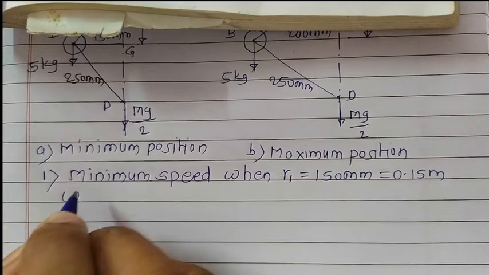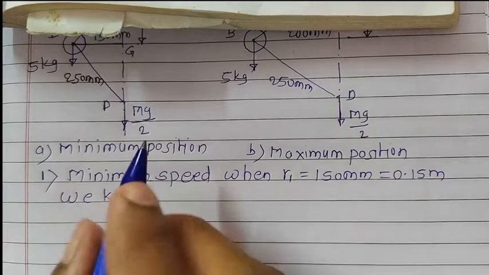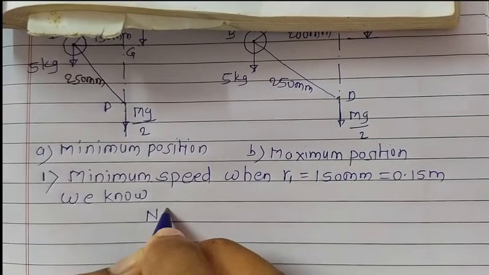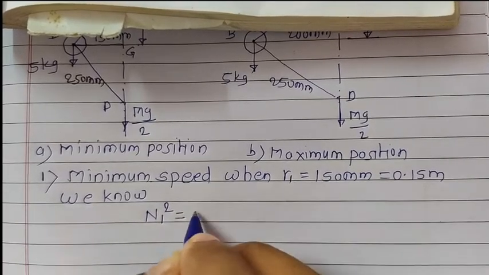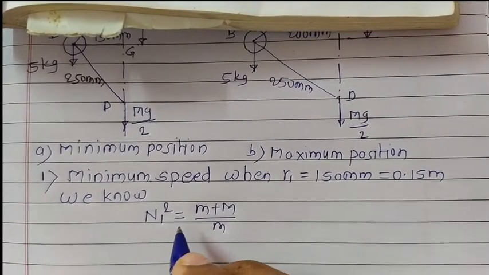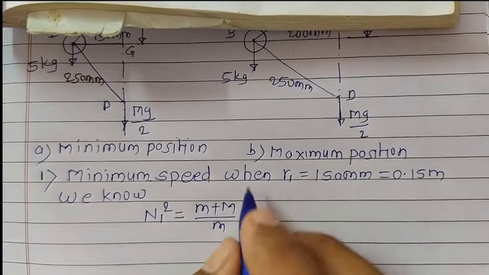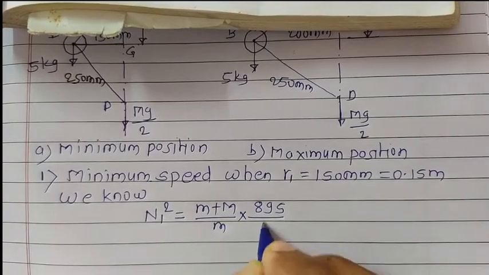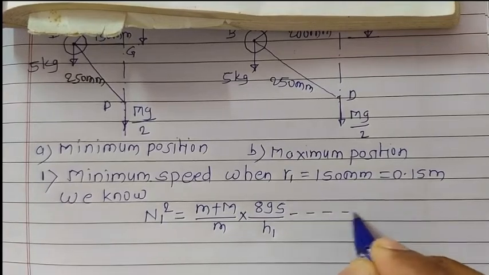So we know the relation between speed and height of the governor. In case of Porter, we know this relation: N1 square equals (m plus M) by m multiplied by 895 divided by h1. Give the relation number 1 for this one.